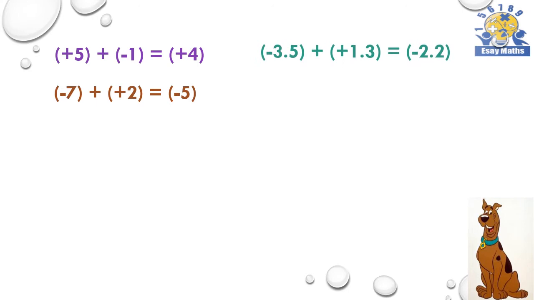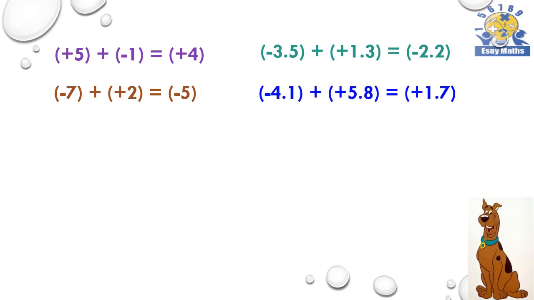Now I am going to add positive 1.3 to negative 3.5. Here the values have different signs. So at first I am considering the numerical values 3.5 and 1.3. 3.5 is the greatest value. So 3.5 minus 1.3, we will remain only 2.2. And the sign of the greatest value was negative. So the answer is negative 2.2.